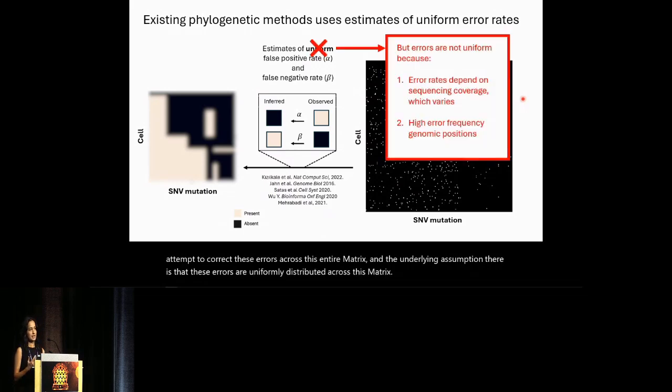But this assumption does not hold. Instead, errors are actually non-uniformly distributed throughout the matrix. First, because error rates depend on sequencing coverage, which varies. And second, because you can have high error frequency genomic positions.